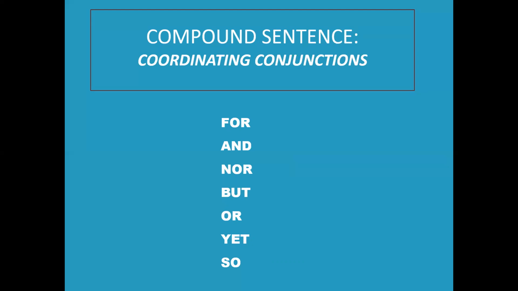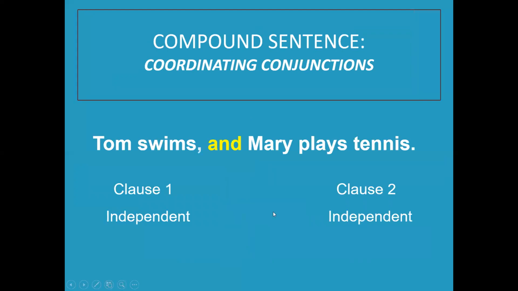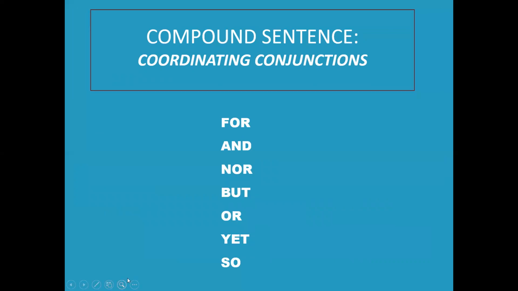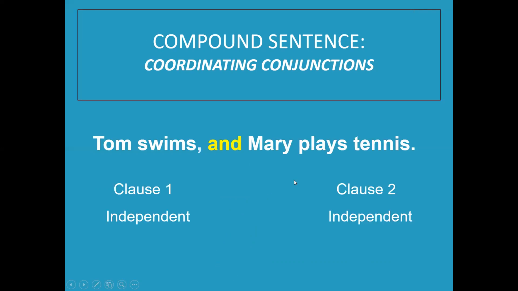We have four most important coordinative conjunctions, and there is a very famous trick to remember the names of these coordinative conjunctions: for, and, nor, but, or, yet, and so. Just take the first letter from all the coordinative conjunctions, and we have one very famous word, and that is FANBOYS. So it is a trick to remember all the coordinative conjunctions in a very simple way.